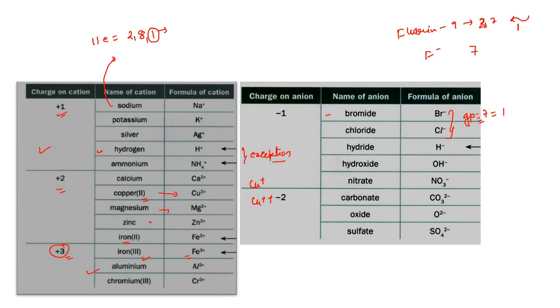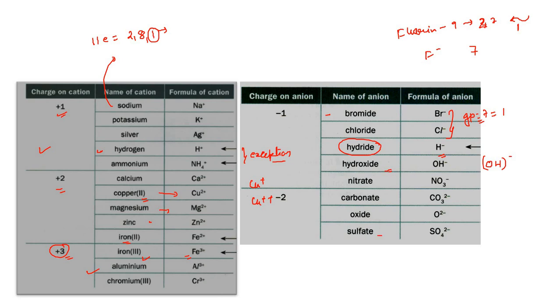Now hydrogen, as I told you here, forms two kinds of ions. It can form the cation, which is H plus. It can also form an anion, which you will call hydride. So hydride means H minus. Hydroxide is OH minus. So when I say minus, it applies to the whole group like this, not only to H. Nitrate is NO3 minus, carbonate CO3 2 minus, oxide O2 minus, sulfate SO4 2 minus.